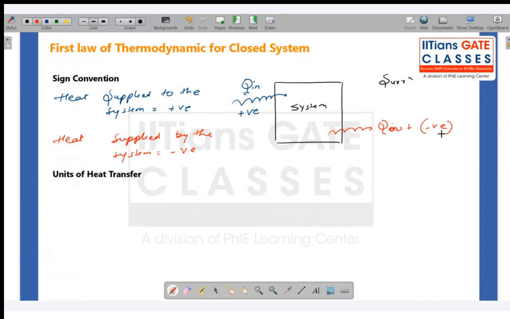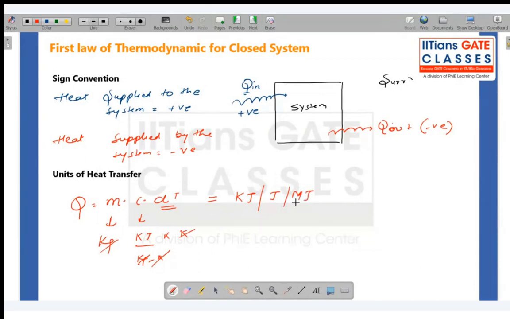Now, what are the units? Q is equal to mc dT. What is mass? This is kg. Specific heat is kilojoule per kg kelvin, and temperature difference is kelvin. So this will get cancelled, and basically the units are kilojoule, joule, megajoule, or these things. The mostly used unit is kilojoule.